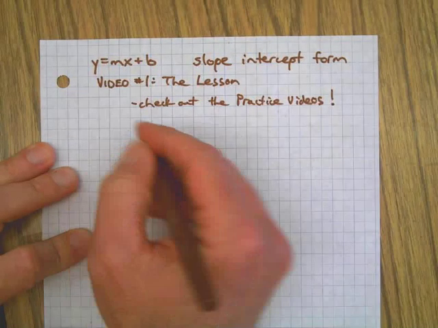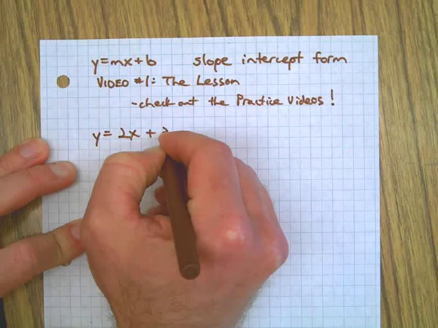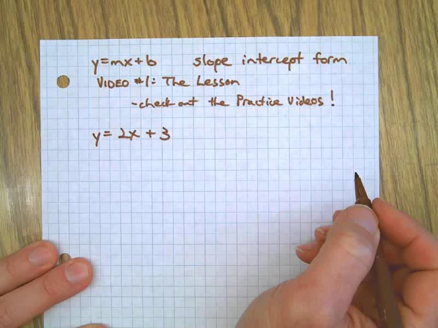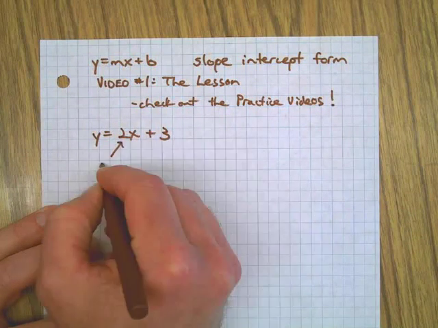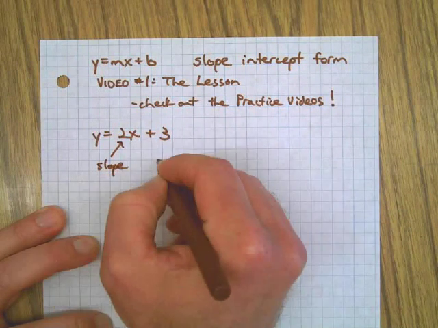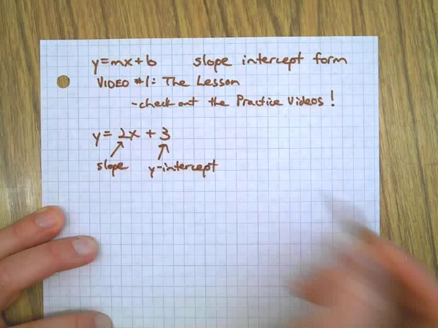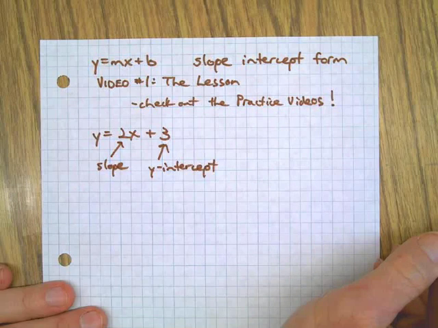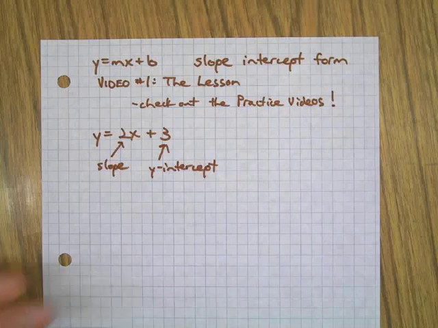Okay, so when you're given an equation like this one, this is called slope-intercept form. And the reason why is because there's the slope and there's the y-intercept, hence the name slope-intercept form. Now these two pieces of information are very valuable to you. They tell you a lot about how to do different things with this equation, such as fill in a data table, graph a line, and things like that.